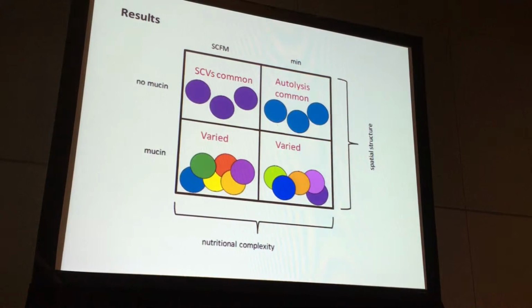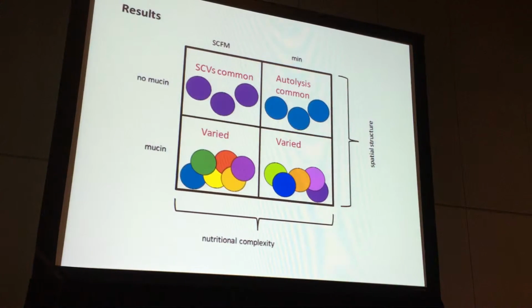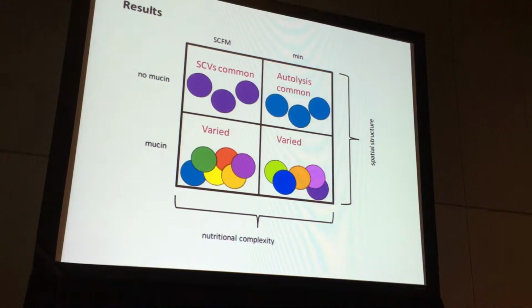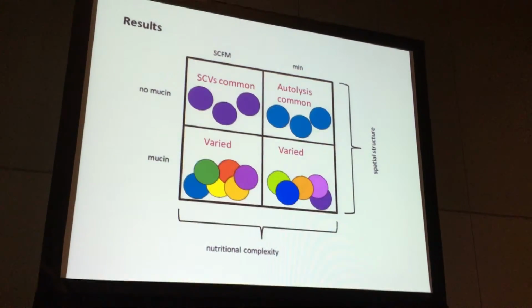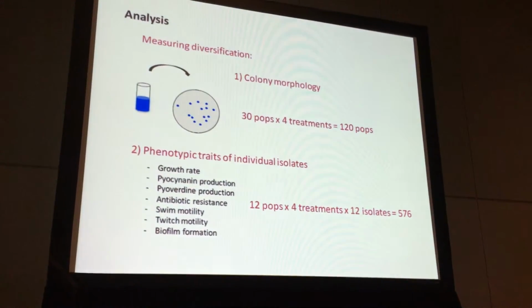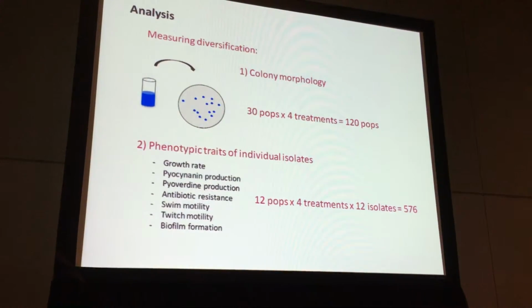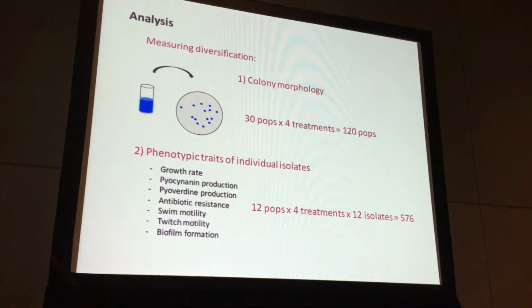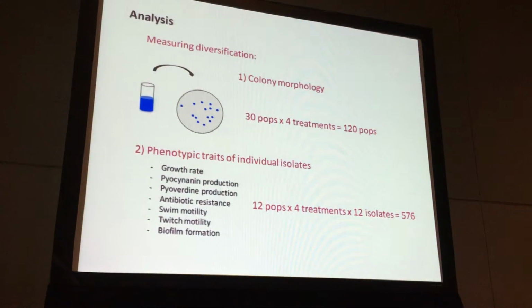On the other hand, in the 2 treatments with the mucin, I saw all sorts of different polymorphisms present in different populations. Some would have a small colony variant polymorphism, some autolysis, some other polymorphisms, but there was no clear pattern. And so I turned to less subjective data than looking at morphotypes. As I said, I took 12 populations of each treatment, and 12 isolates from each of those 12 populations. So 576 isolates, and I measured 7 phenotypic traits of all those isolates.